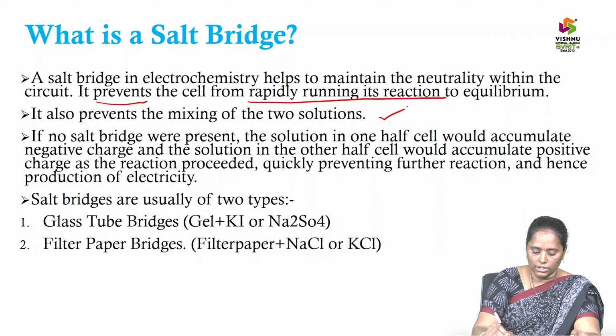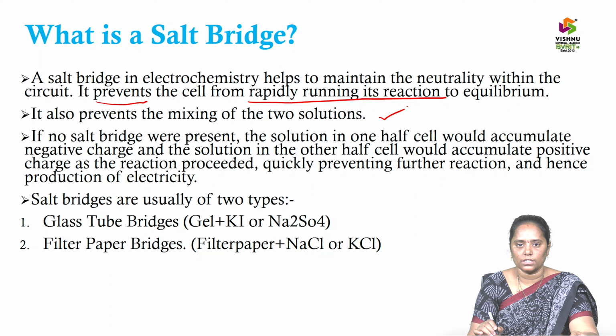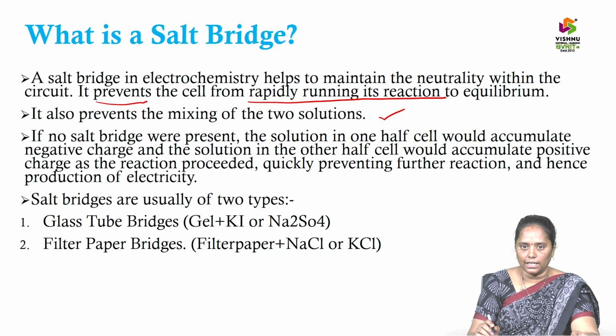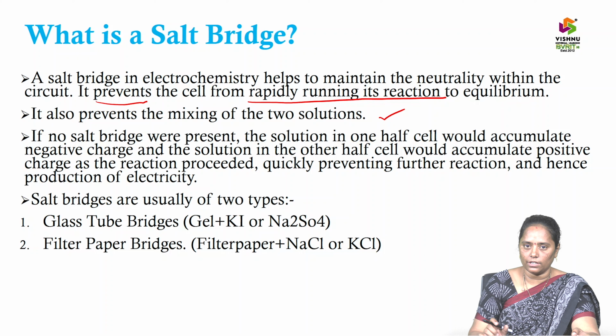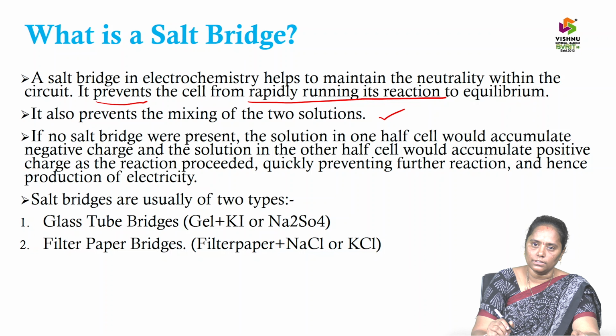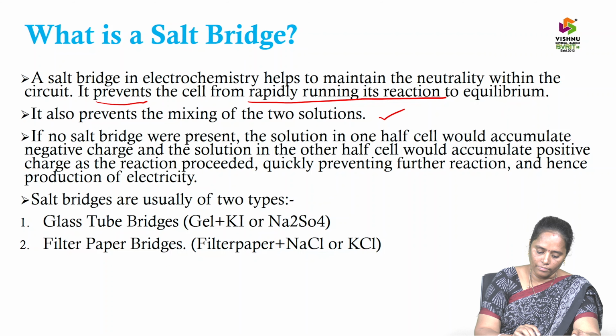The other important function of salt bridge is it prevents mixing of two solutions. The electricity is produced by the movement of electrons from anode to cathode. We can also see zinc ions, sulfate ions, copper ions, etc. in the electrochemical cell. These zinc, copper ions, cations and anions can also mix through the electrolyte solution. It should not happen. So this is prevented by the salt bridge. The role of salt bridge is preventing the mixing of two solutions.